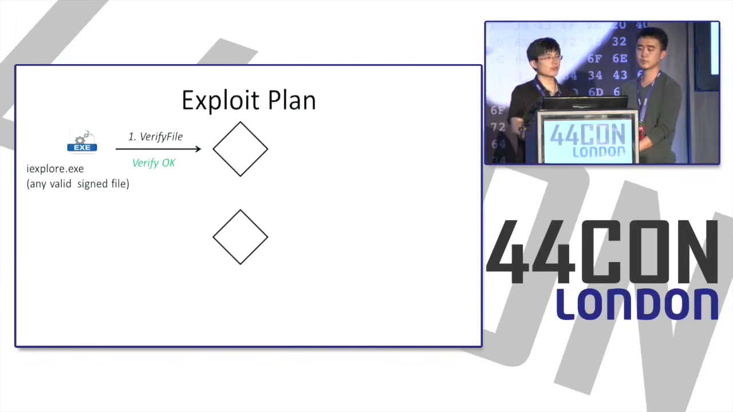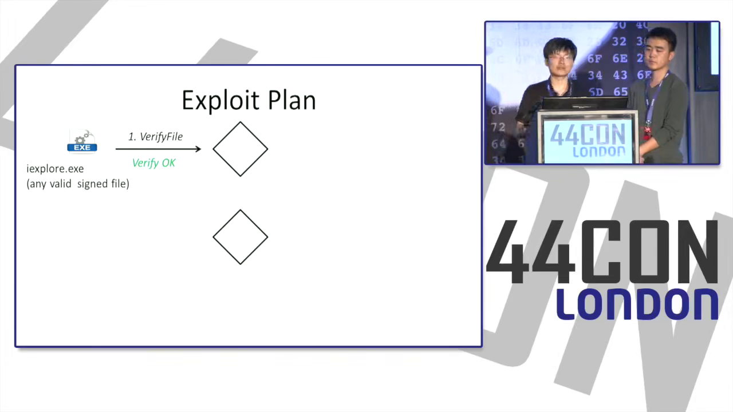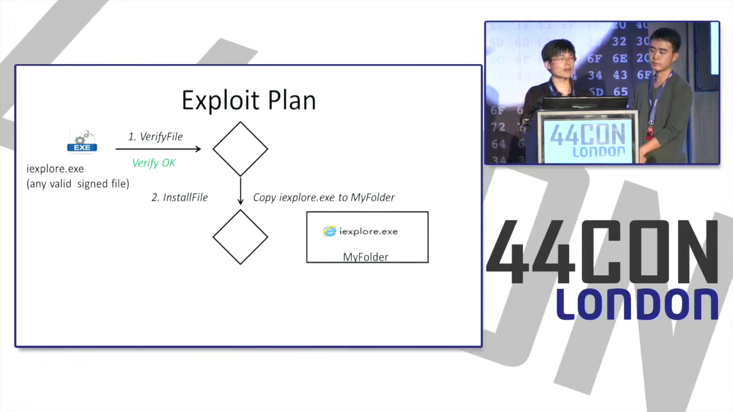So we can exploit this bug like this. First, we call verify file to verify the iExplorer.exe, which is the executable file of Internet Explorer. And of course, the verify step can be passed because it contains a valid signature from Microsoft. And then we call install file, and iExplorer will be copied to our destination folder.